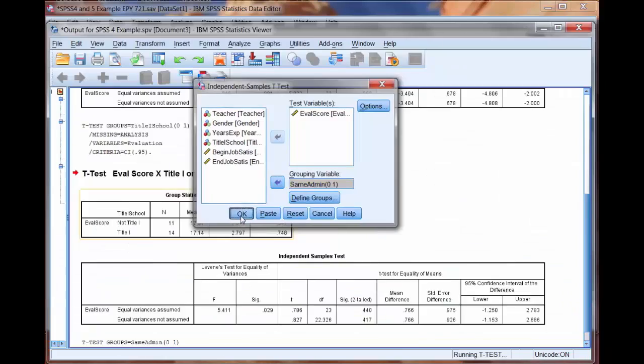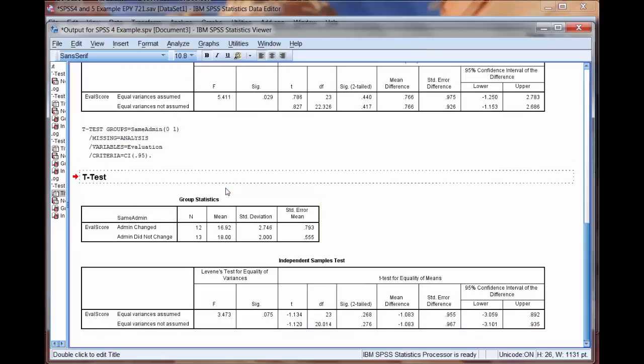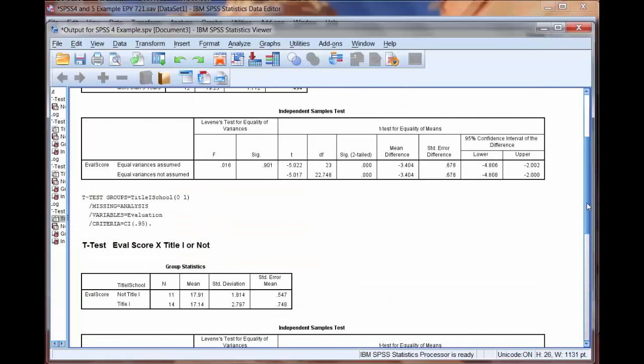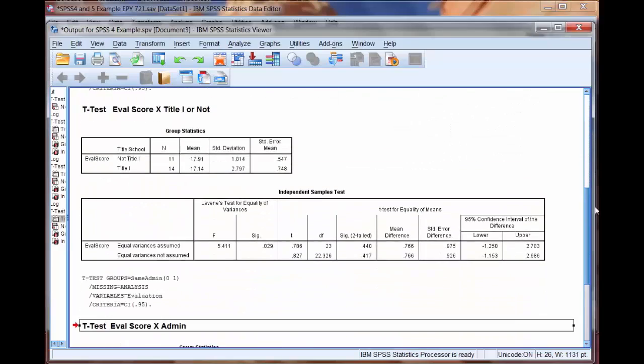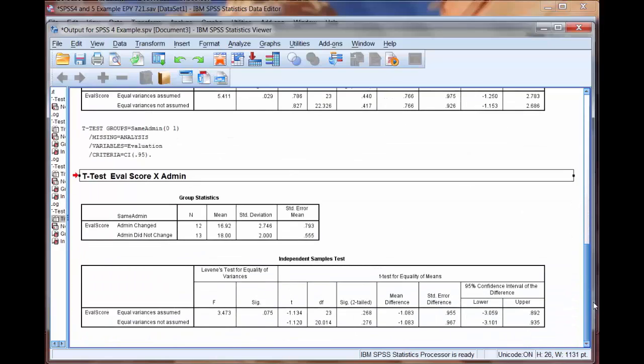And I'm ready to go, and I click OK, and another t-test pops in, and this one is actually for evaluation score by, I'll just put admin, so that I know that. So now on my output, I have the years of experience t-test, whether or not they're in a Title I school, and whether or not their admin has evaluated them 2 years in a row or not.